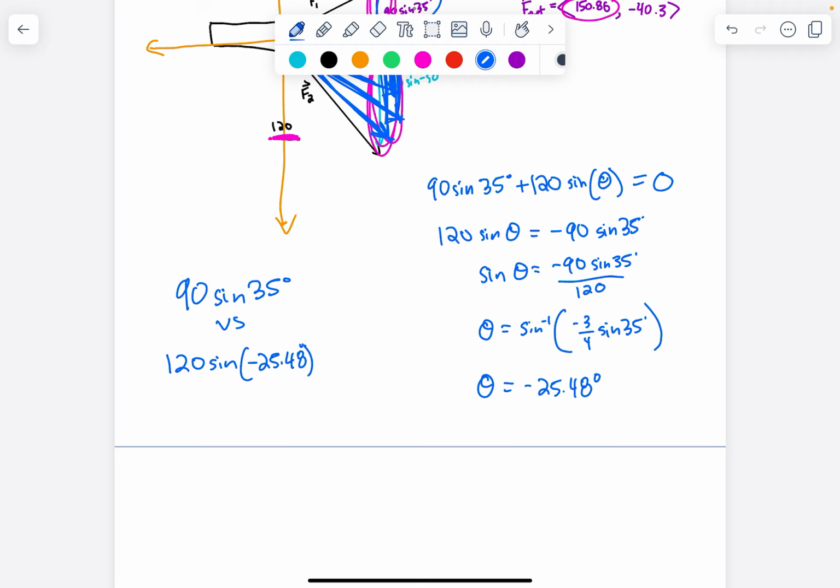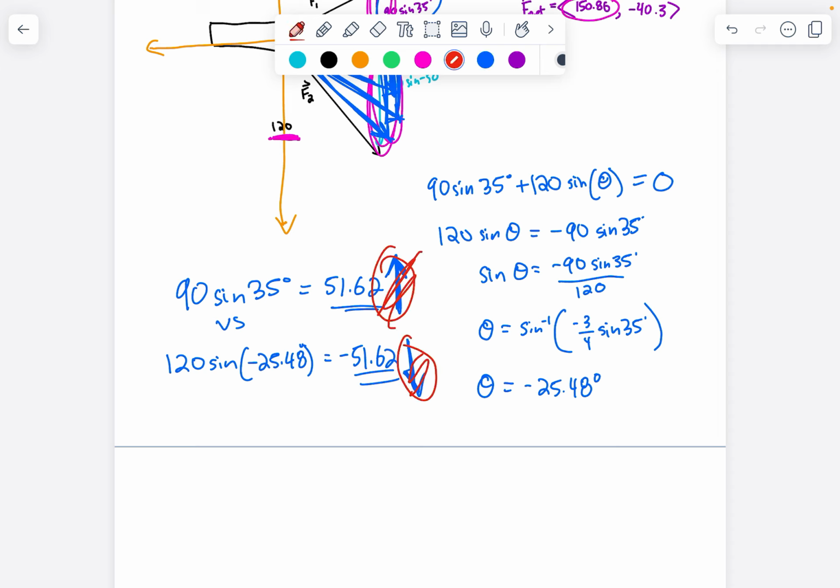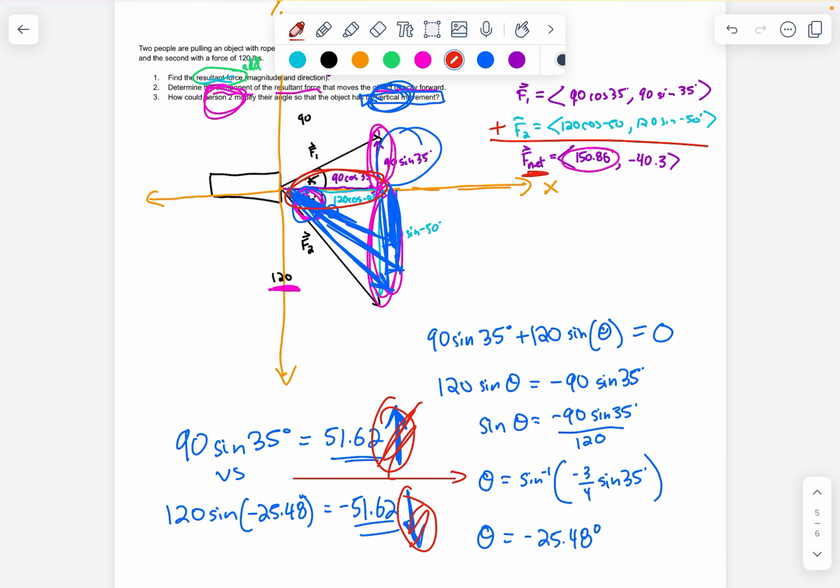Probably. Let's put it all together just to check. 90 sine 35, we get 51.62. And if we do 120 sine of negative 25.48, guess what? We get negative 51.62. These two forces, are there forces this way and this way? Add them together, they completely balance each other out and result in pure, clean horizontal motion with no vertical component, because these still have horizontal components.